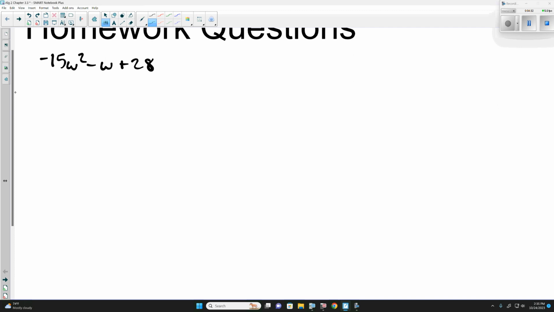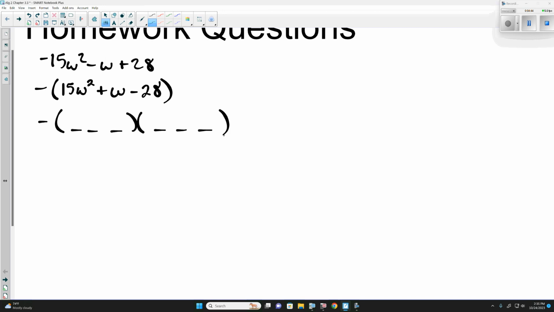So the first thing we're going to do is factor the negative out, which will give us 15w squared plus w minus 28. So we'd have our 2 sets of parentheses with 3 spaces. If the number in front of the term being squared is negative, we factor it out. If there is a greatest common factor also, we would factor it out too. But there's not. Now, since the third term is negative, our signs are opposite.